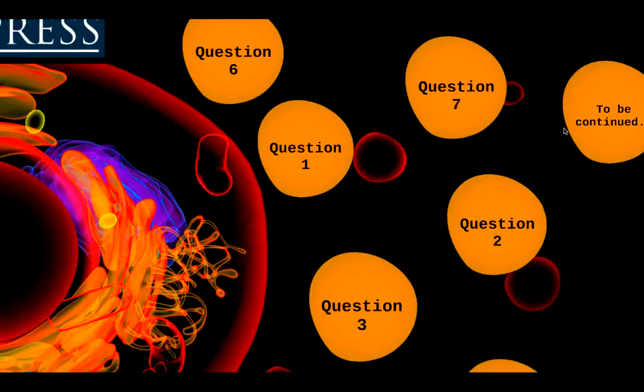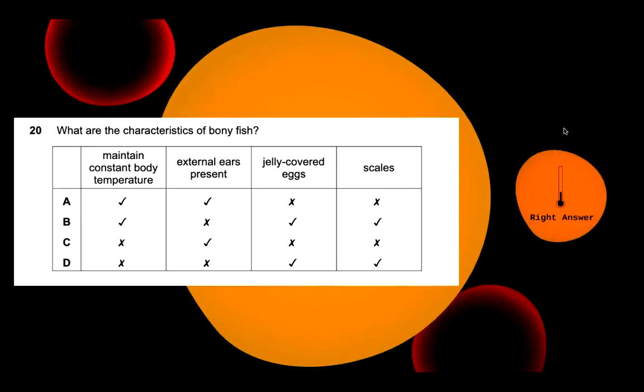Next, we have this. What are the characteristics of bony fish? Now, for this specific type of question, you need to analyze the table, and you can begin eliminating incorrect options, such as these specific categories. So we are only dealing with bony fishes. Definitely there's no fish with external ears, so you should choose the one with an X. So from these options, we only have option B and option D.